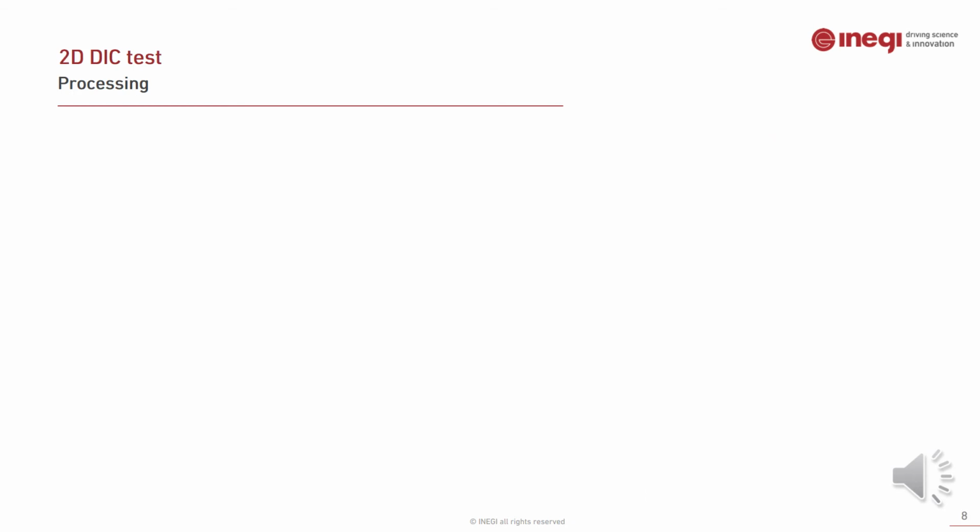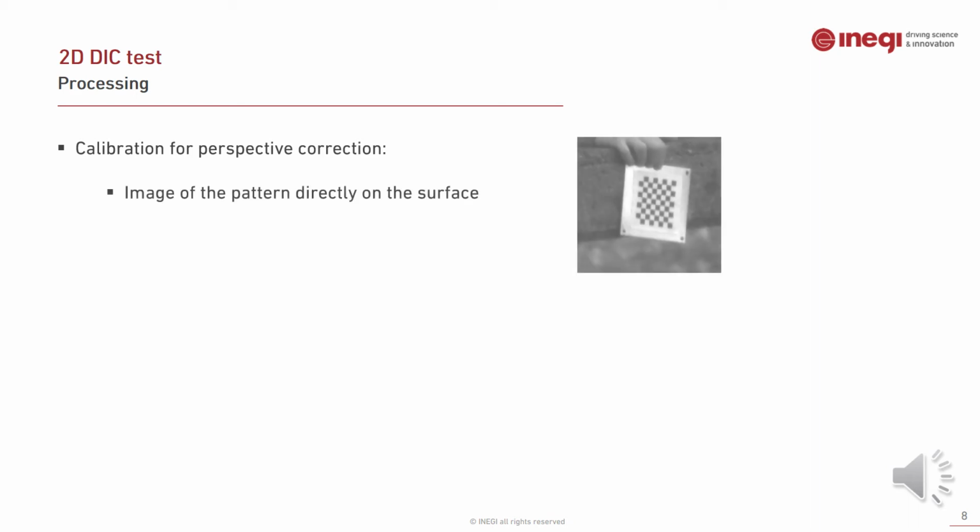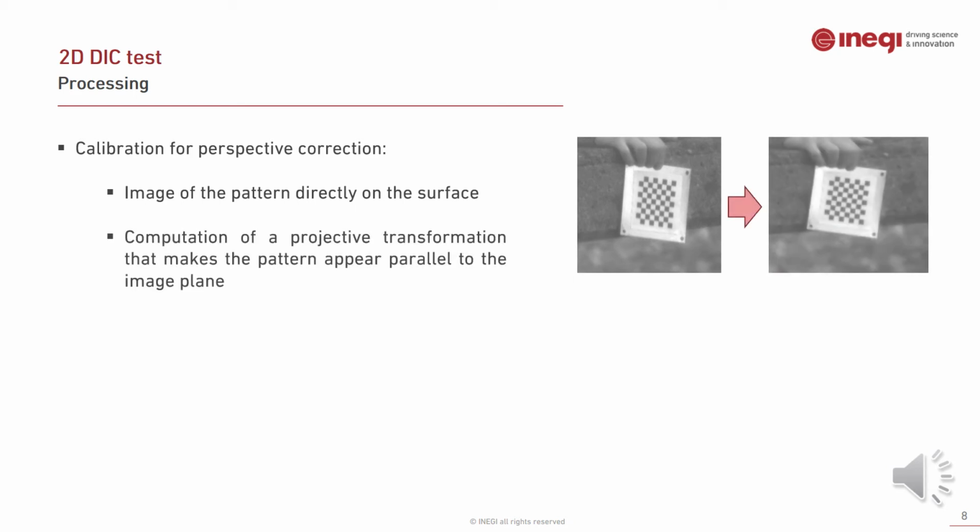And for the 2D test, as I said, we needed a calibration procedure. That was because we could not make it so that the camera was pointed in such a way that the sensor was parallel to the surface. And so we needed to correct perspective. So for that purpose we took an image of a checkerboard pattern pressed against the surface, and then we detected the checkerboard corners, and we computed a projective transformation that makes the pattern appear parallel to the image plane.